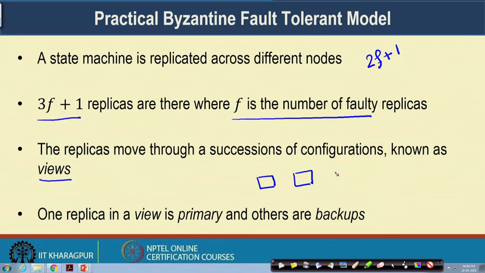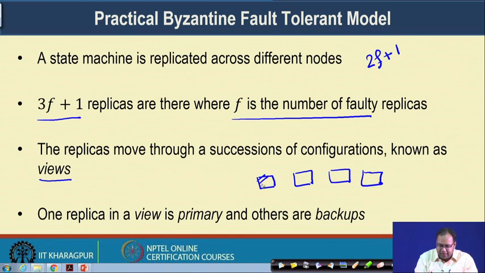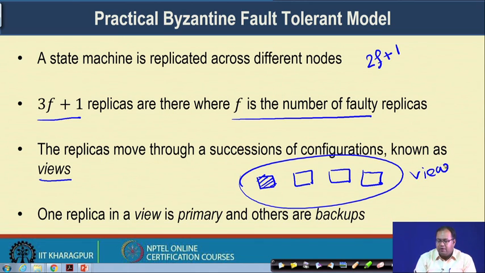So, assume that you have 4 different replicas here, and among these 4 replicas, you have one replica which has been designated as the primary replica, and the others are designated as backup replicas. So, this replica takes control of the state machine, and these other replicas store a backup of the state machine. Now, this particular set of configuration, we call one view. In different views, the primaries and the backups can change. It may happen that in a different view, this primary becomes a backup, and another backup becomes a primary. This is a second view. So, that way the replicas move through a successive set of configurations which are known as views, and one replica in a view is primary and the others are known as backups.